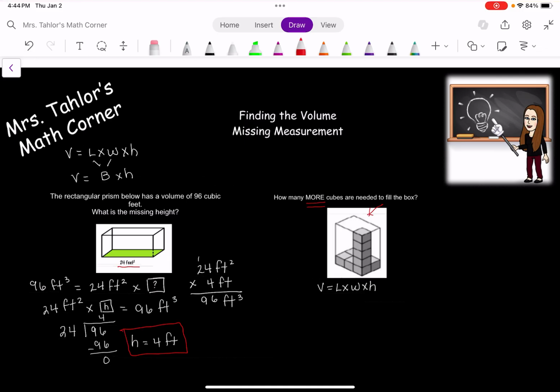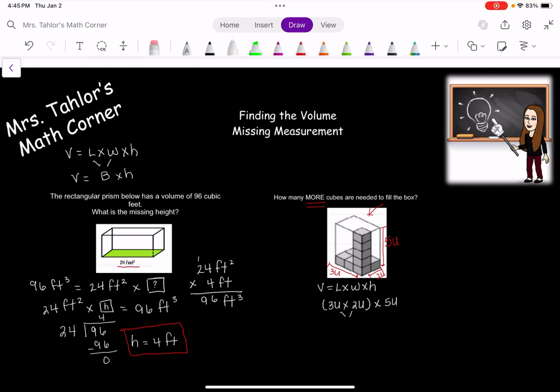So, I can come over here and I can find the length of the figure, which is going to be 3 units. I can find the width of the figure, which will be 2 units. And I can find the height of the figure, which is going to be 5 units. Now I can come back and fill in my formula. So length is going to be 3 units times the width of 2 units. I'll put them in parentheses to show that those two are base or area, and we'll do them first, times my height of 5 units.